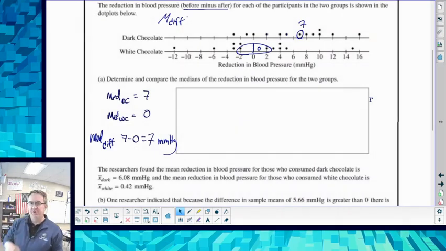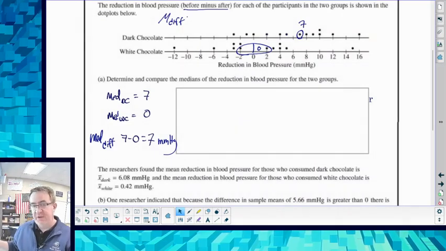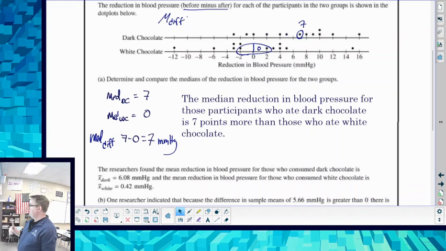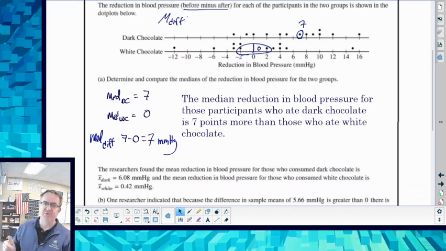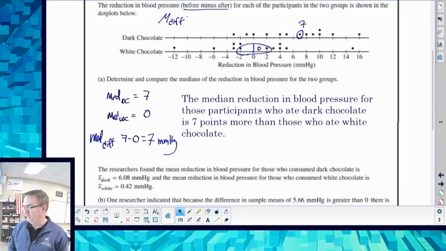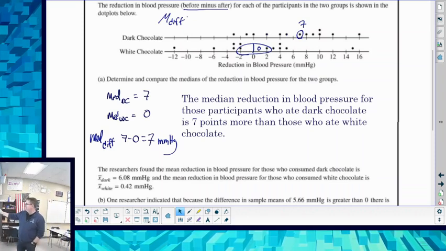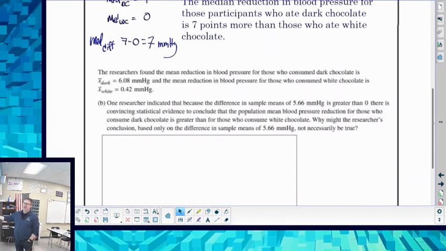Context. Because obviously just showing it isn't enough, I would say something like this: the median reduction of blood pressure for those participants who ate dark chocolate is 7 points greater than those who ate white chocolate.